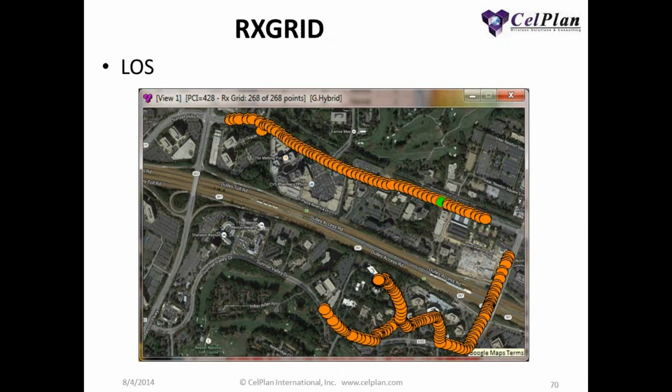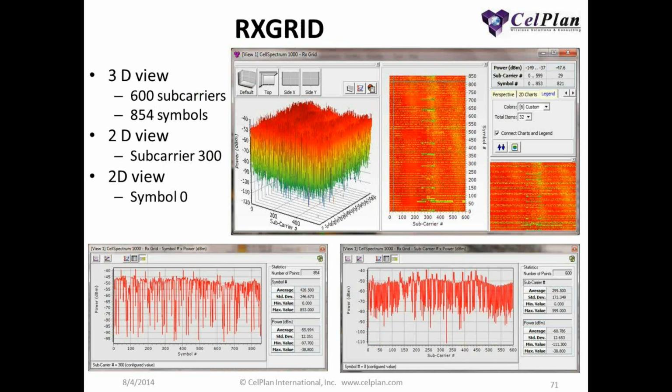Finally, we have the receive grid that has all the points. In the receive grid here, we have the 600 subcarriers and the 854 symbols. We have a 2D view at subcarrier 300 and symbol 0. And basically what you have here is a lot of what look like fadings.